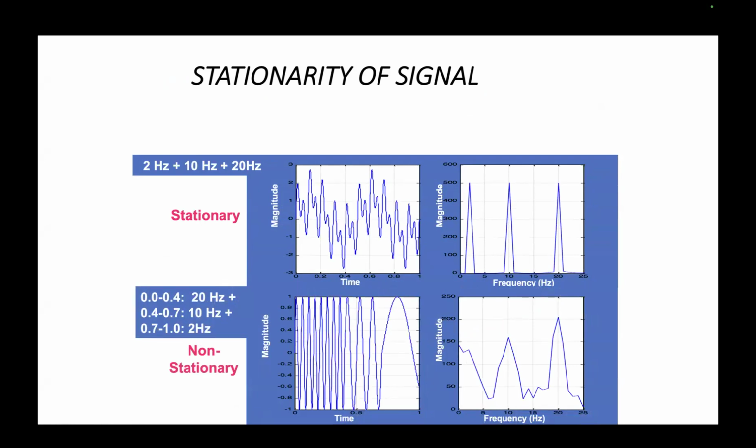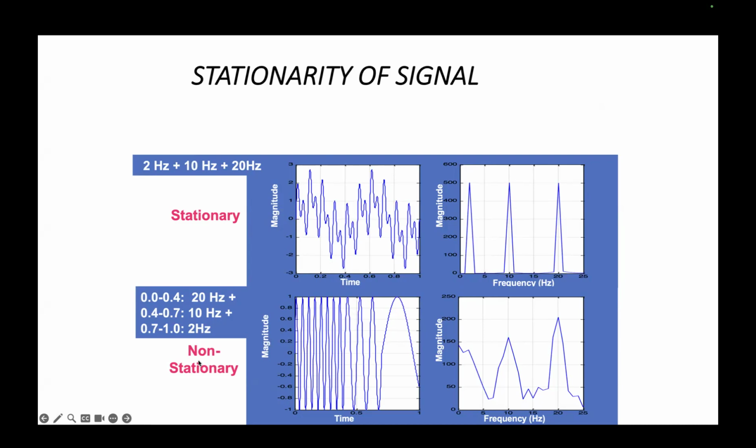So we have two types of signals, stationary and non-stationary. In stationary signals, the frequency content in the signal is constant. In this example, this waveform is made up of three sinusoidal waveforms, 2 hertz, 10 hertz, and 20 hertz. And the amplitude of these three signals is constant throughout the signal. So if we take the Fourier transform, we get something like this, three peaks around 2, 10, and 20 hertz.